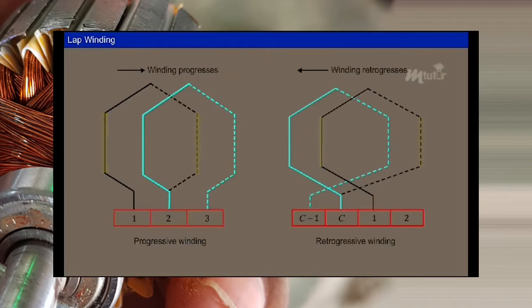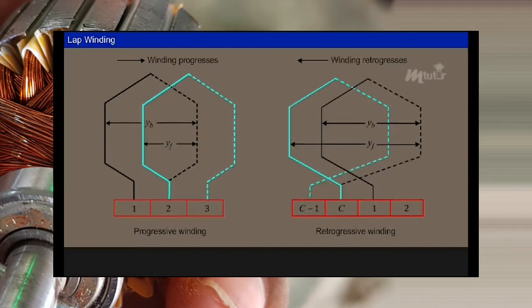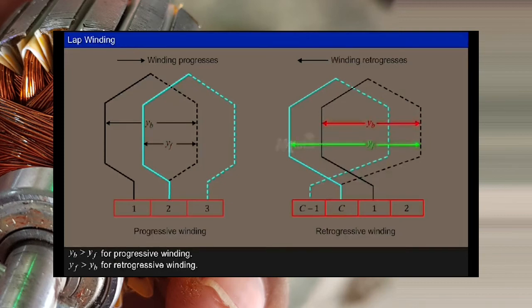Here, the displacement between the sides of a coil measured in terms of armature conductors is called the back pitch YB. Front pitch YF is the displacement between the completing side of one coil and the starting side of the successive coil measured in terms of armature conductors. We can see that for the progressive style winding, the back pitch is greater than the front pitch, and the front pitch is greater than back pitch for the retrogressive winding.